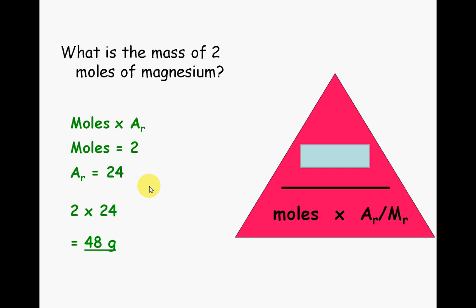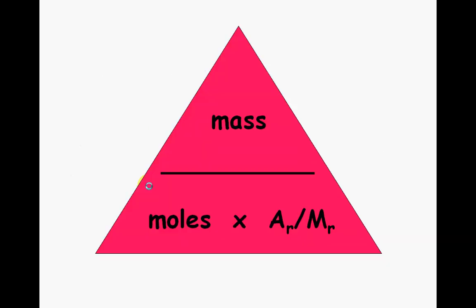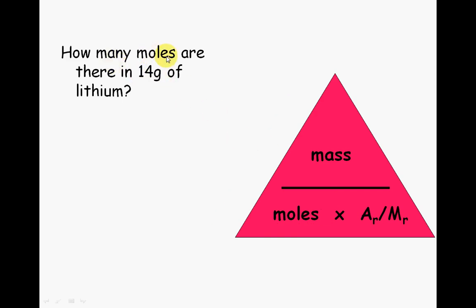Okay, let's look at another example. If you're asked to find out the moles, the equation we put in is mass divided by the AR or MR. Okay, so let's have a look. How many moles are there in 14 grams of lithium? So you put your hand over moles, and the equation is mass divided by AR.